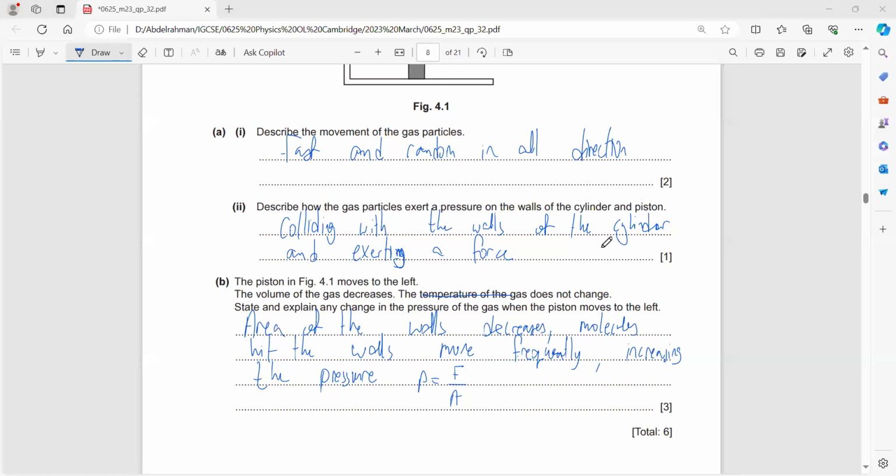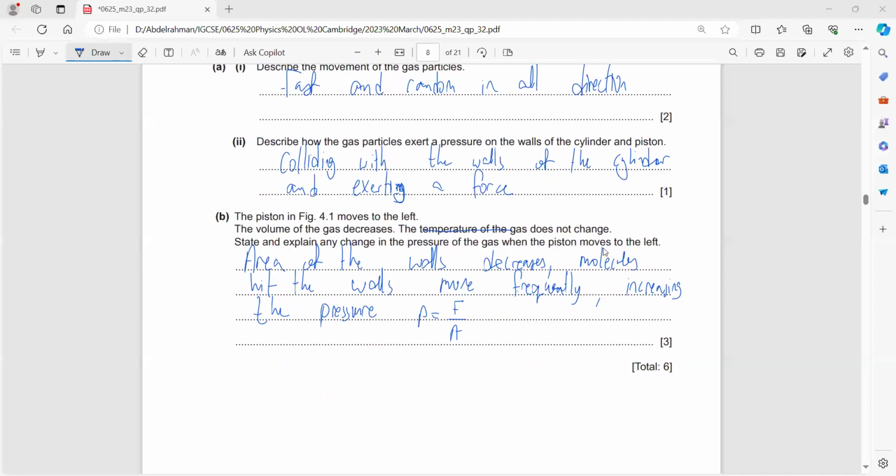When do I say they hit the wall harder and when do I say more frequently? Harder and faster when the temperature increases, when the kinetic energy increases. They're moving faster, they will hit the walls harder. But in this question, the temperature did not increase. Temperature is constant, so they will hit the walls with the same force and the same speed. Therefore, the pressure will increase, but not due to them hitting the walls harder. It's because they will hit the walls more frequently, not faster and harder.